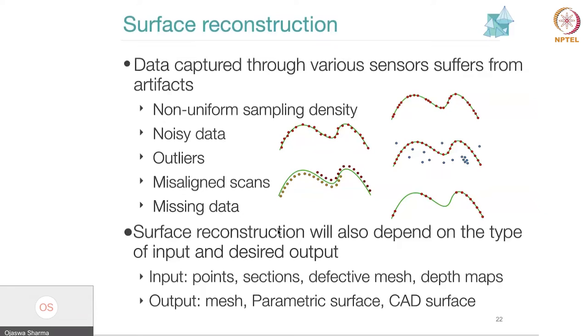So the output could be a mesh, a parametric surface. In some cases, I might have point data, and I might want to fit a CAD surface. For example, I want to have planar sections from a building scan, let's say. I might want to fit a CAD surface or a parametric surface, perhaps, which gives me smoother surfaces. But a mesh is usually what I want at the end of the day, right? So that's the output.